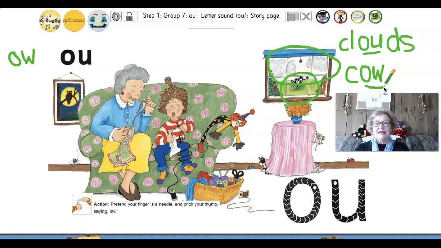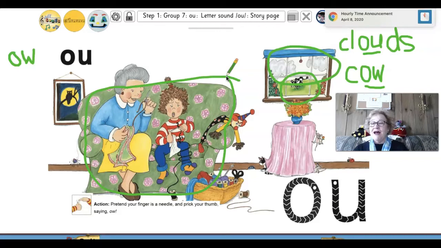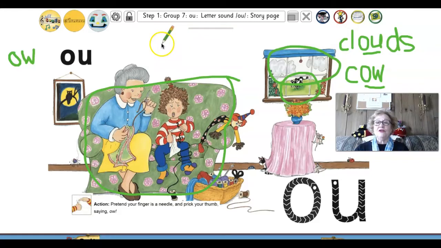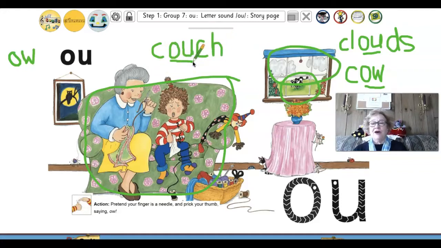Do you see anything else in the picture? Oh, I see something. This is a big something that the boy and his grandma are sitting on. Some people might call it a sofa. Other people call it a couch. Can you try to write couch with me? O-U, ow. Couch. There's our ow sound, couch.